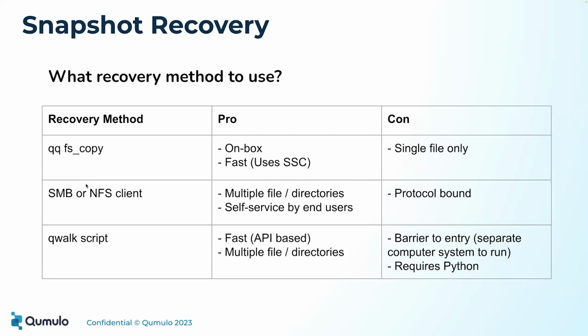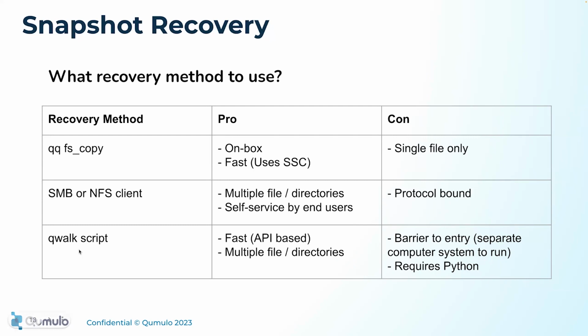Now, I could use an SMB or NFS client, just like I showed you with the NFS client. The pro is that I can copy multiple files and directories using the tools that I already know how to use, cp, rsync, what have you. And it's self-service. Your end users can go directly in there and grab the files that they need. The con is that it's protocol bound, meaning you can only copy things as fast as your protocol client can make the operations happen.